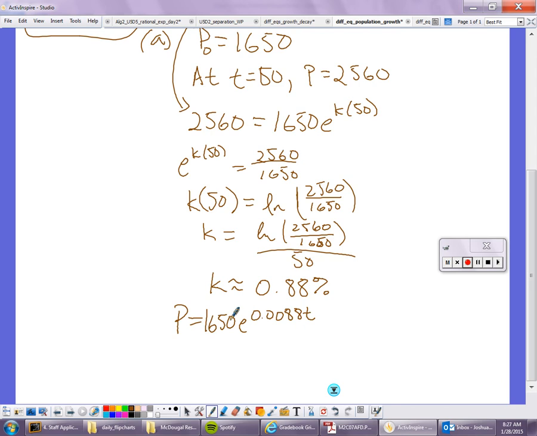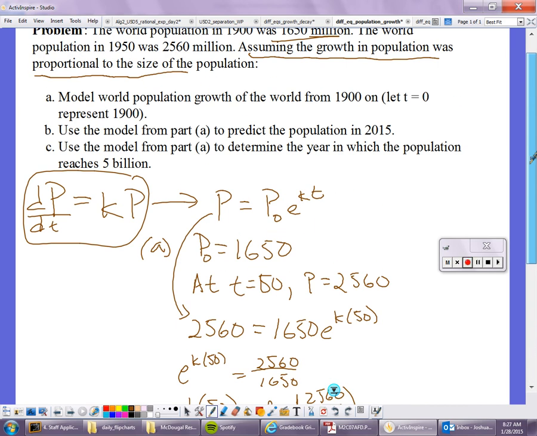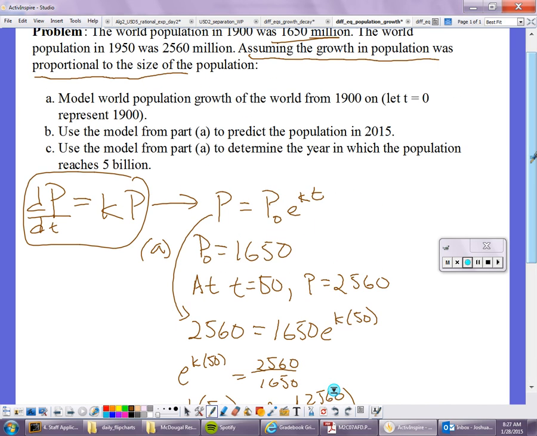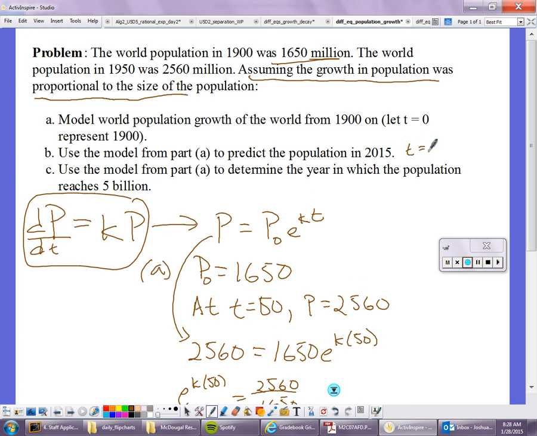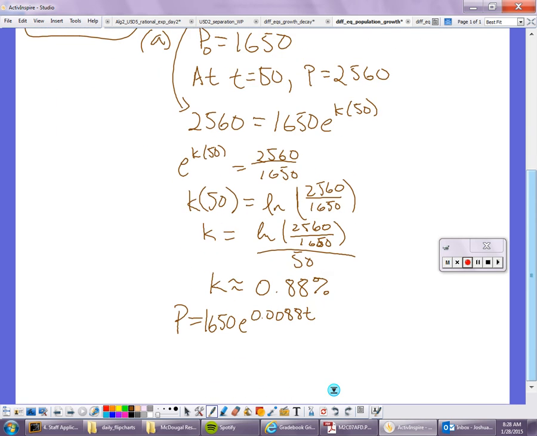The rest of it is pretty straightforward, right? So the rest of the things they ask you: use the model from part A to predict the population in 2015. Okay, 2015, so t equals 0 is 1900, so 2015 will be t equals 115. Straightforward. So P equals 1650 e to the 0.0088 times 115. Okay, that's just straightforward. Put it in your calculator.